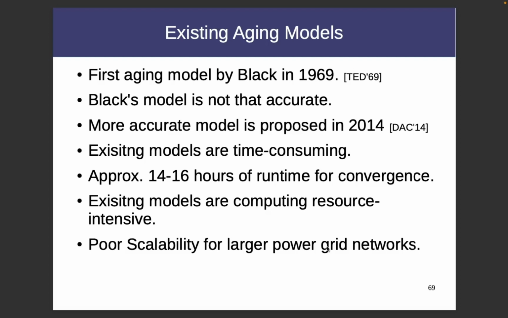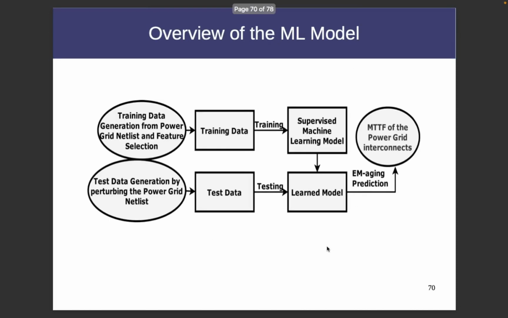And there are other physics-based models for the electromigration analysis. Those physics-based approaches claim to be accurate, but they take a huge amount of time for convergence, like 14 to 16 hours. So those are not scalable for the whole power grid network. Those can be implemented for some kind of interconnect tree. If we use our machine learning approach, I think we get a good trade-off between the accuracy and the convergence time.